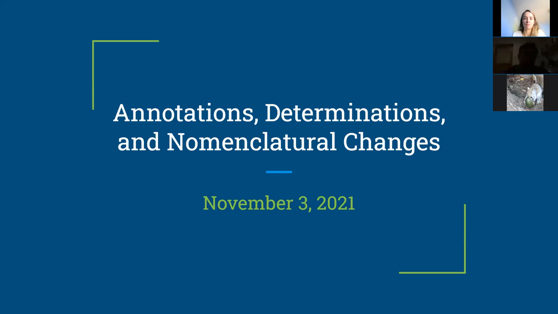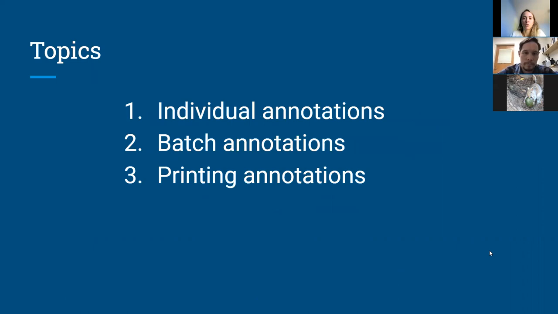So today we're going to be talking about annotations, determinations, and nomenclatural changes in CCH2, a Symbiota-based portal. I wanted to break this down into three main parts. We want to talk about individual annotations, so how to add individual annotations or determinations to a specimen record, how to add batch annotations or determinations. We'll also talk about what is meant by nomenclatural changes at that point, and then we'll talk about printing annotations. These are all tools that are available in CCH2, the Symbiota-based portal.